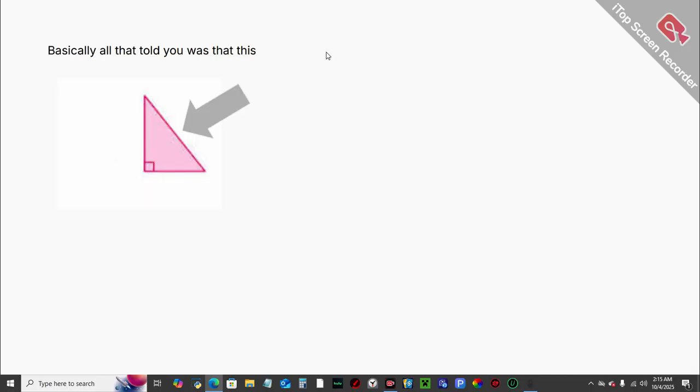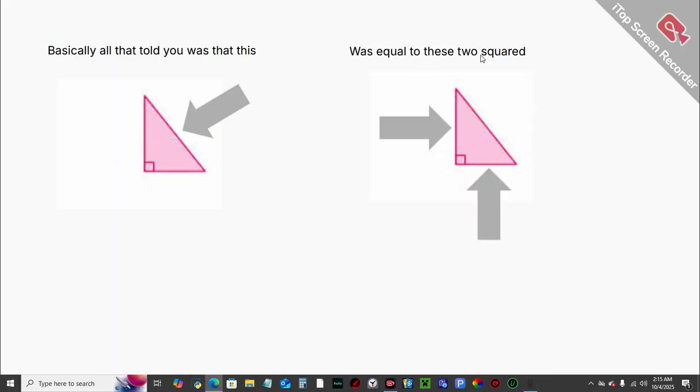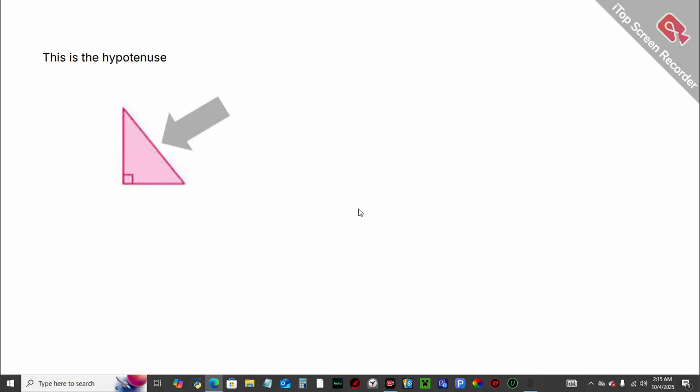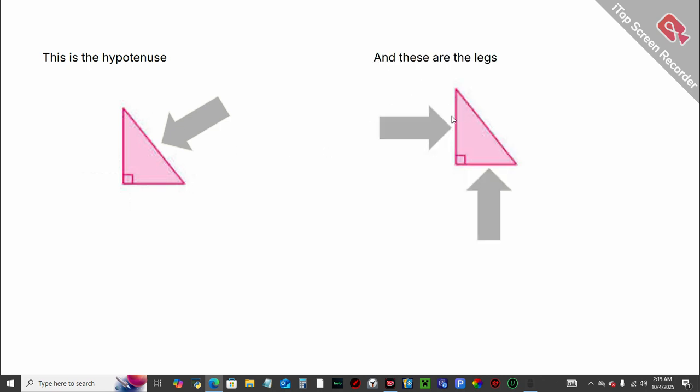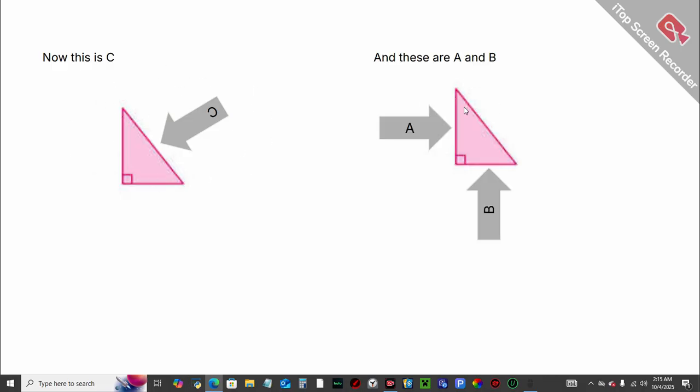Basically, all that told you is this was equal to these two squared. This is the hypotenuse right here, the longest side, and these are the legs, the shorter sides. The hypotenuse is C, and the legs are A and B.